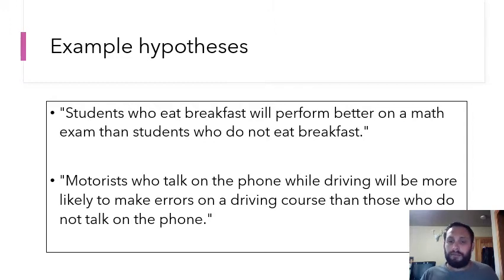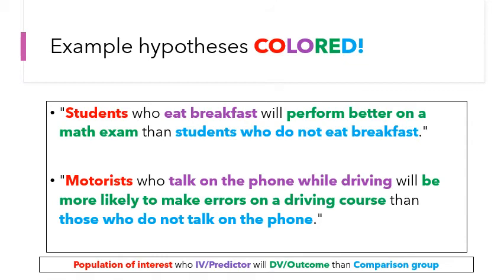And so what I've done is I've colored things that are associated with this. In red, we have your population of interest. I also have the true IV/predictor, so students who eat breakfast will, and then our outcome of interest, perform better on a math exam than the students who do not eat breakfast. So my IV/predictor is breakfast versus no breakfast as some sort of manipulated variable.